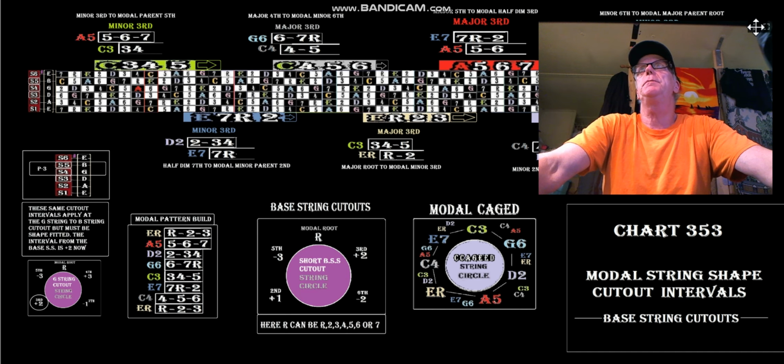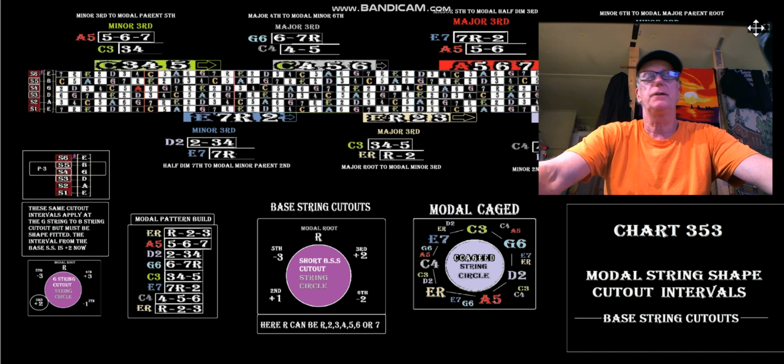Chart 353, modal string shape cutout intervals, bass string cutouts. This is the new chart, this is it.